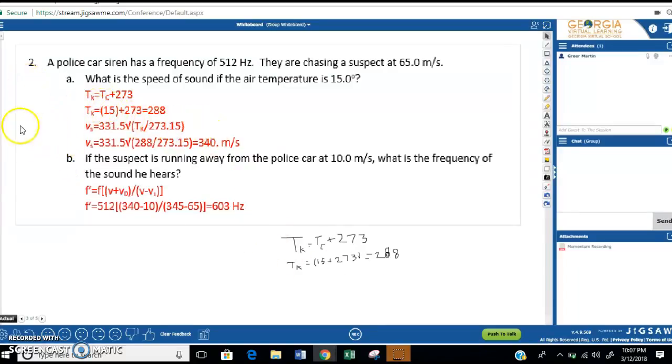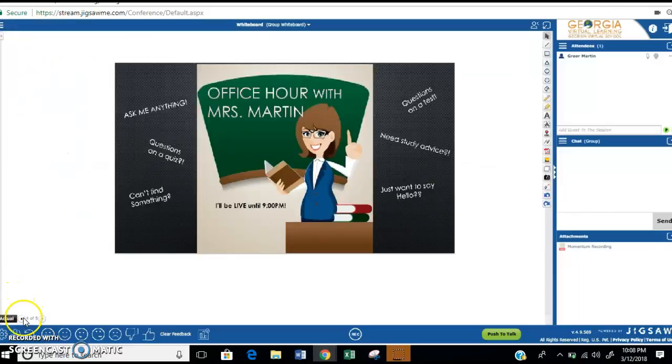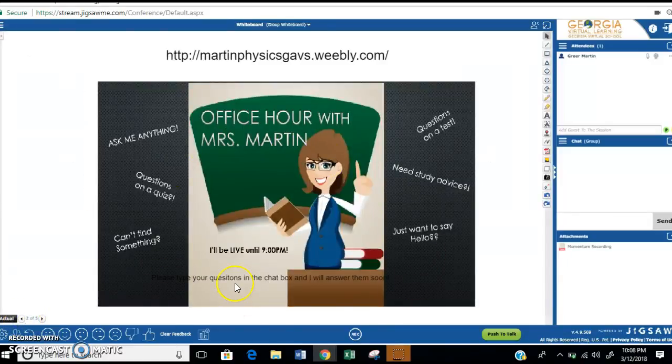And then after all of the questions are answered, I always go back and upload a picture of my extra help website and an office hour picture just in case a student logs in and has a question after the live lesson. So this is just a typical lesson that I've created to use all 4 panes of Jigsaw.